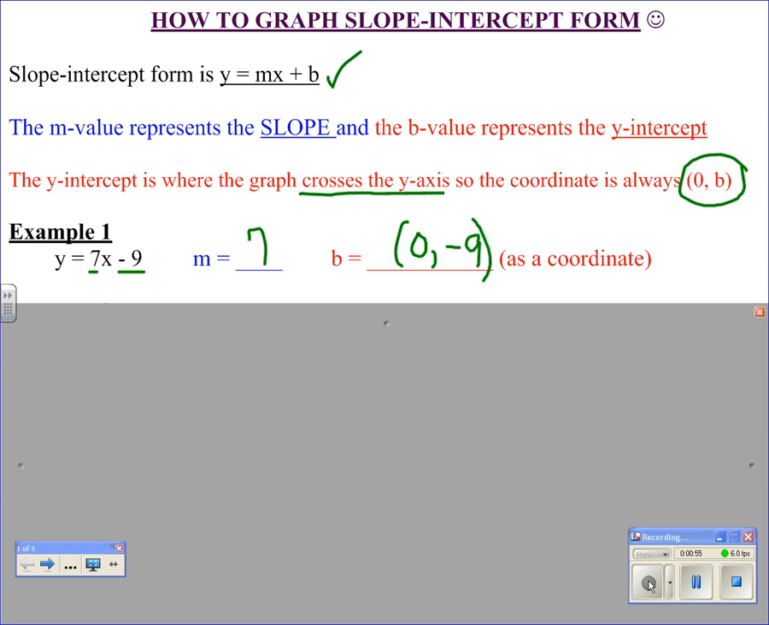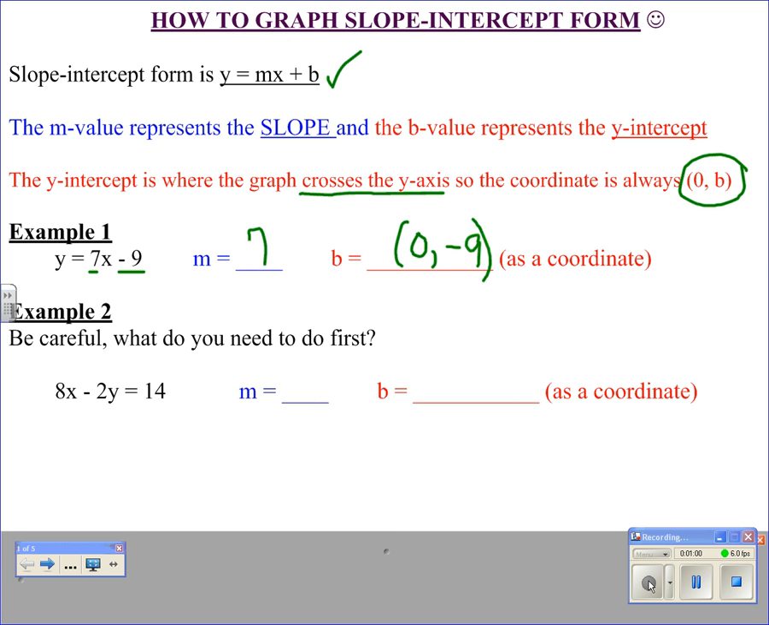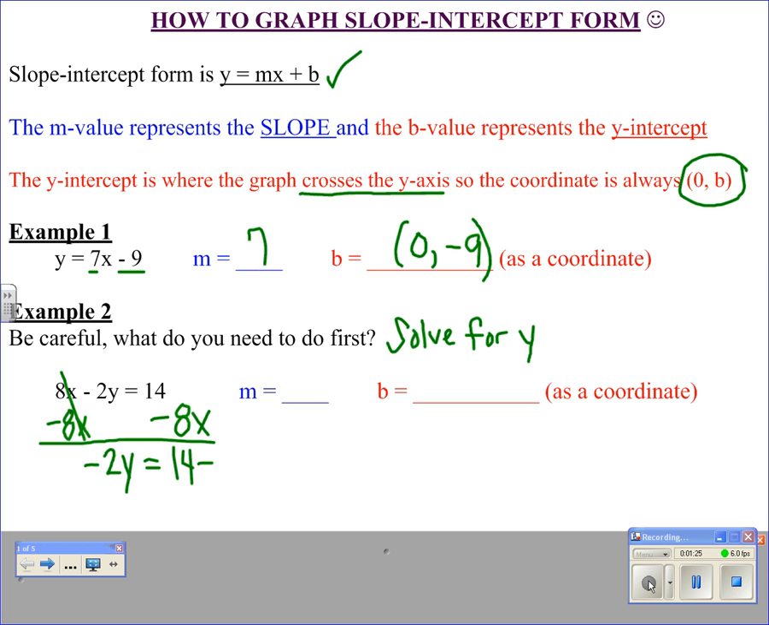Let's look at the second example. In this example, you have to be careful. What you need to do first is solve for y. You must get the equation in slope-intercept form. To do that, you have to subtract 8x from both sides. This leaves me with negative 2y equals 14 minus 8x.